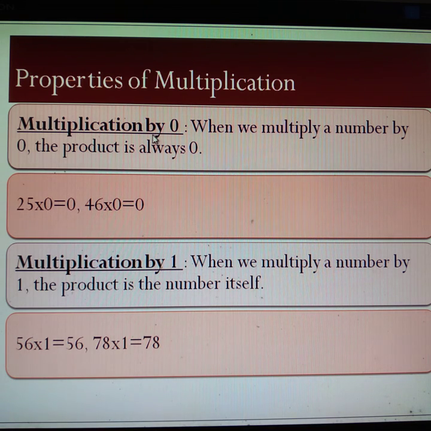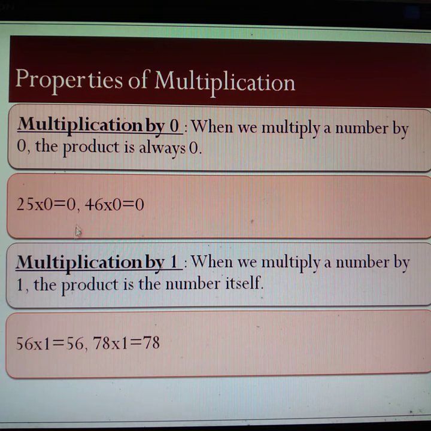Now, multiplication by 0. When we multiply a number by 0, the product is always 0. Any number. See here, 25 is multiplied by 0, answer is 0. 46 is multiplied by 0, answer is 0. So, when we multiply a number by 0, the product is always 0. This is the property of multiplication by 0.